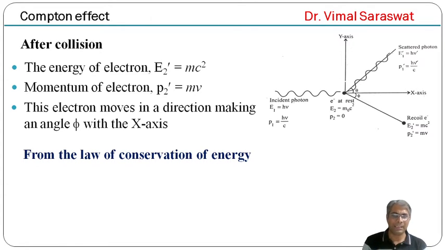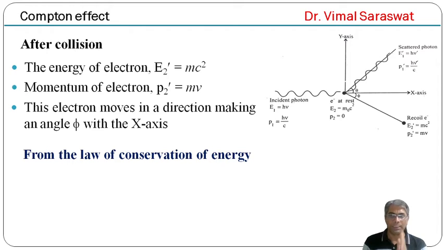Now in case of elastic collision, the total kinetic energy of the system remains constant, and also the total linear momentum of the system remains constant. So in each collision, momentum is always conserved. Also energy is conserved. But in case of elastic collision, the kinetic energy remains constant.